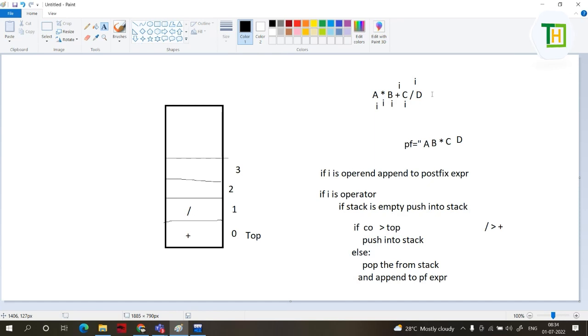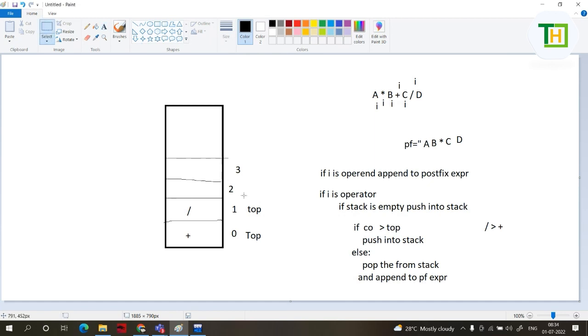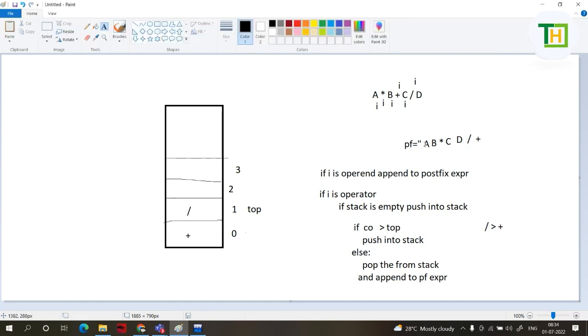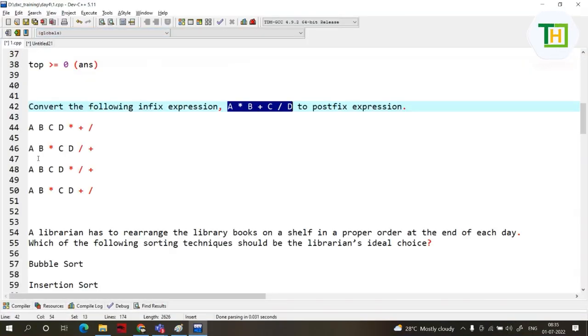Okay. I traversed all the characters in the infix expression, and then is there any operators left in the stack? Yes, there are two operators left in the stack. We have to delete from the top to bottom, pop it and add to the postfix expression. The first one is divided by, then plus. This is the postfix expression for the given infix expression. The answer is going to be AB star CD divided by plus.